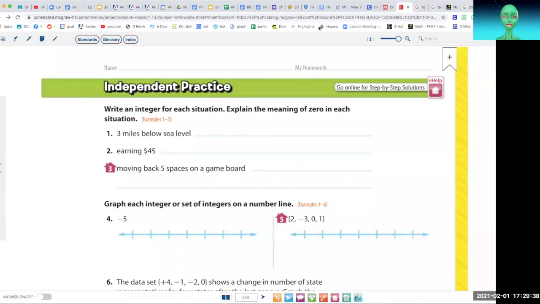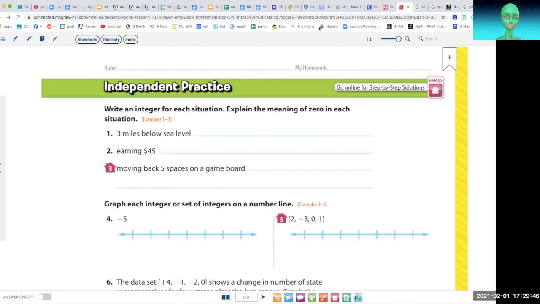All right, everybody. So now let's open up our books to page 349. And we're going to do the independent practice. We did the other parts that came before this, a guided practice in class. So now you're going to try this. Write an integer, that means a number with a positive or negative sign. Write an integer for each situation and explain the meaning of 0 in each situation. So what would 0 be?